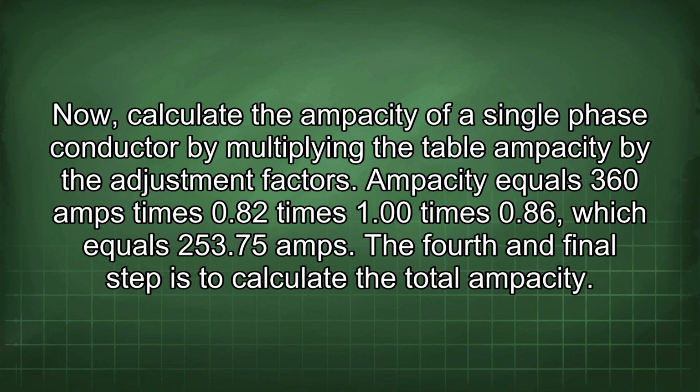Now calculate the ampacity of a single phase conductor by multiplying the table ampacity by the adjustment factors. Ampacity equals 360 amps times 0.82 times 1.0 times 0.86, which equals 253.75 amps. The fourth and final step is to calculate the total ampacity.